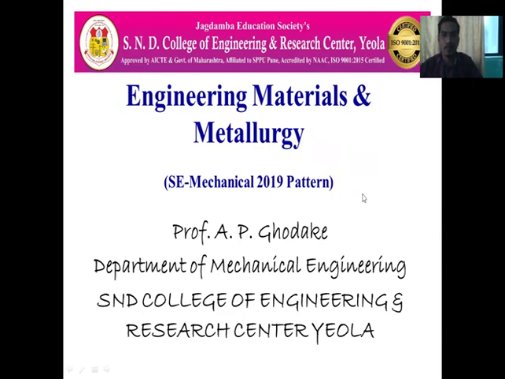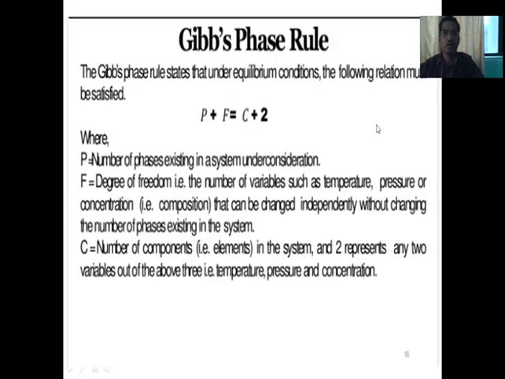So today we will discuss the phase diagram and different cooling curves applicable for engineering materials and metallurgy. The Gibbs phase rule is an important rule to describe the phases of a material. We know there are three important phases of any material or metal: first is the liquid phase, second is the solid phase, and third is the gaseous phase. These are the three distinct phases that exist for materials.